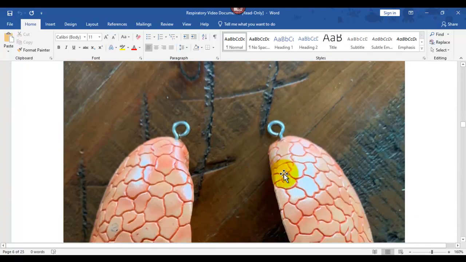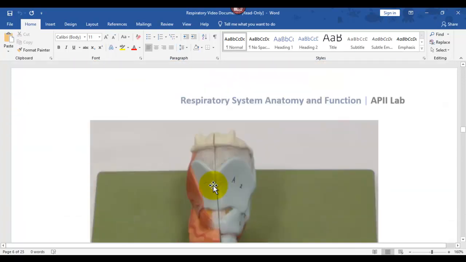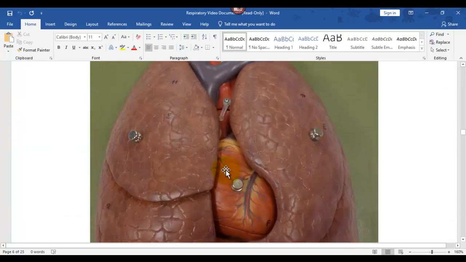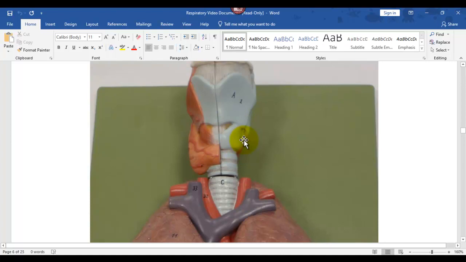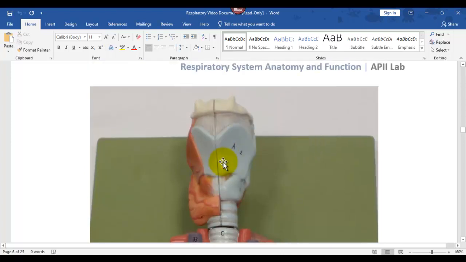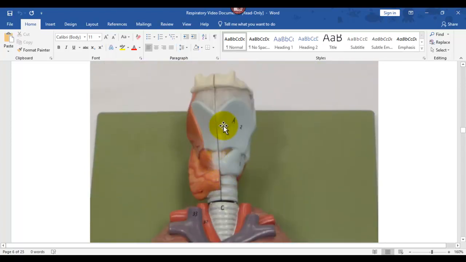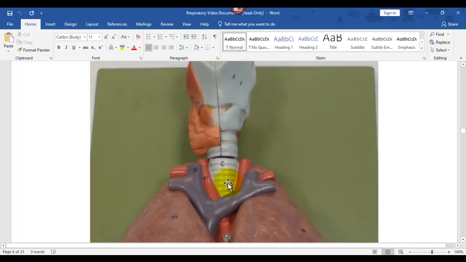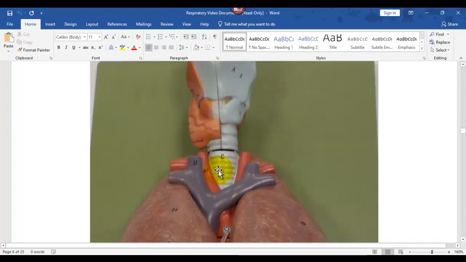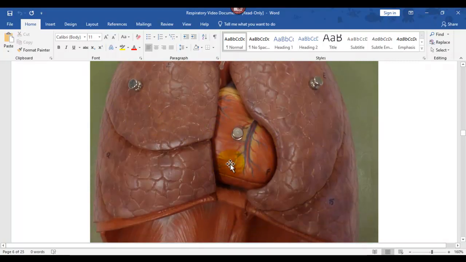Let me go down one more. Little lungs on the table. Okay, and so this is one of our high dollar models. Thyroid cartilage. Down here's the cricoid cartilage. In this area is the trachea. And then you can see the lungs. And I'll get to those in a minute.